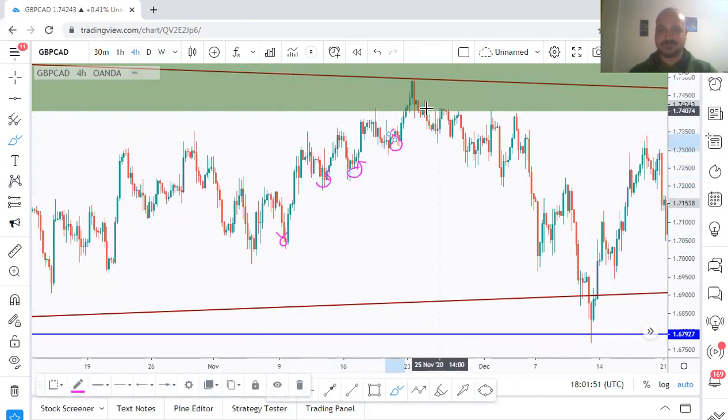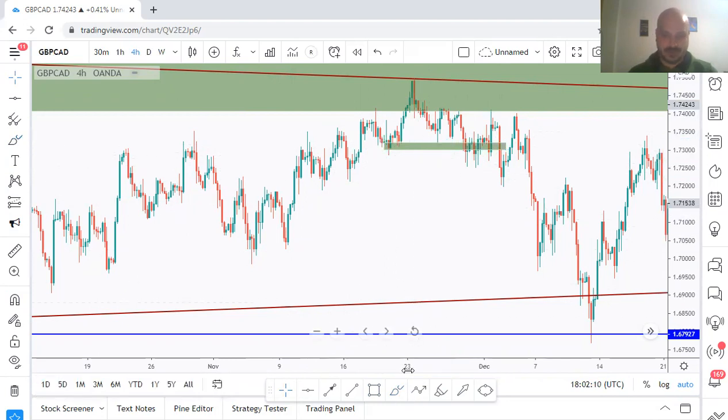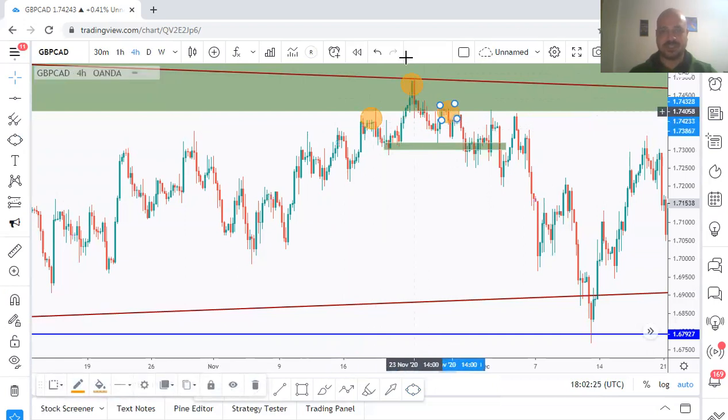Price failed to make a higher high and made a lower high. That's an early alert that a potential reversal might happen. And the reversal was confirmed around here when price broke below the previous low. And of course, we do have a head and shoulders pattern. Let's make it visible for you guys: head, left shoulder, and right shoulder. Just give me a minute.